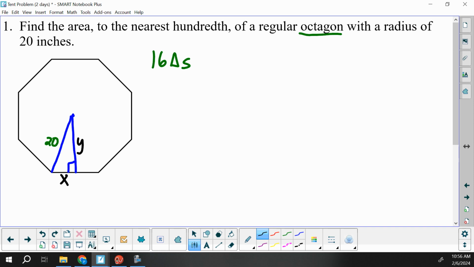The last thing we need to do before we can start doing some calculations is we've got to find that angle that is at the center there. Well, all the way around a point is 360 degrees. So we're saying like all the way around that point.